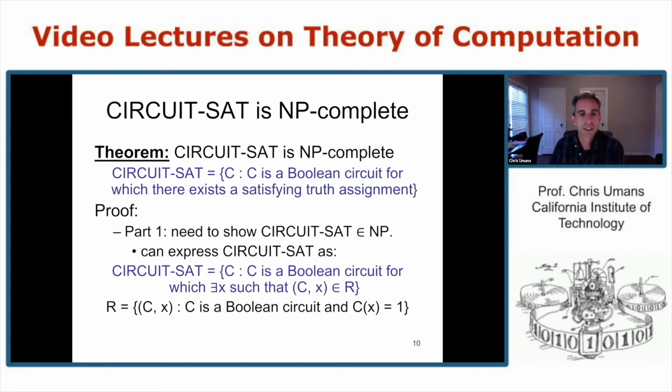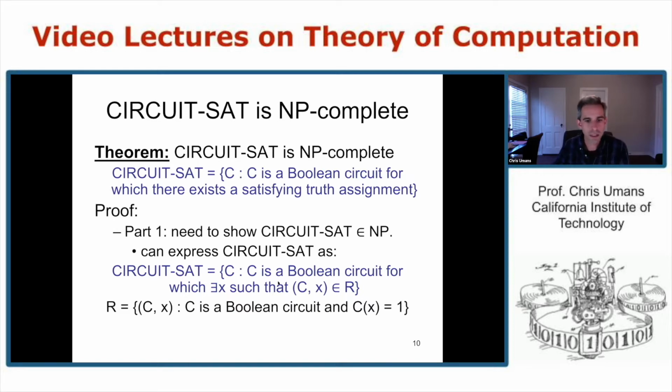We can express circuit SAT in the following way. We can express it as those circuits C, where C is a Boolean circuit, for which there exists an X such that the pair C, X is in R, where R is the language which takes a pair, which is a circuit and a string, and just accepts if that circuit on that string evaluates to 1. I think you can see that that is another way of stating the language circuit SAT, and it fits the format that we said was an alternate way of defining NP.